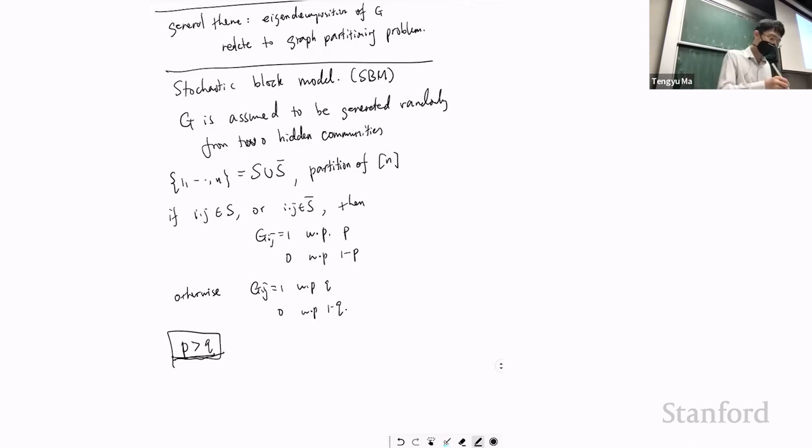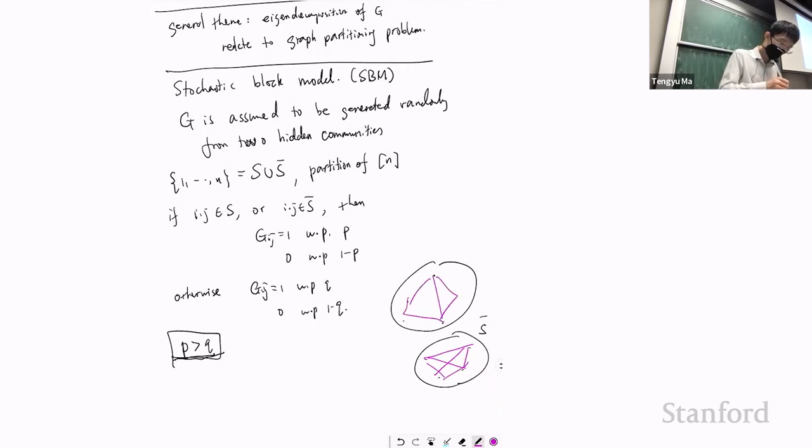If you draw this, I don't know how to draw a random graph, but you can think of there is an S and there is an S bar. If p is close to 1, then within the group you have high probability to connect to each other, and across the groups you have some sparse edges, maybe just some random edges.